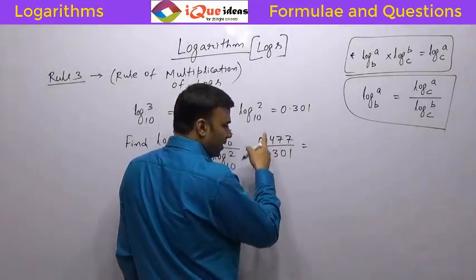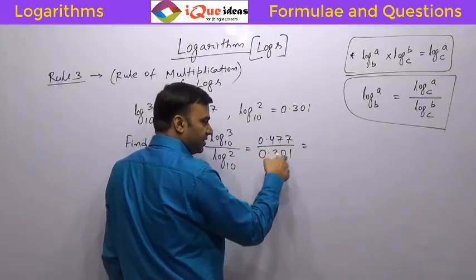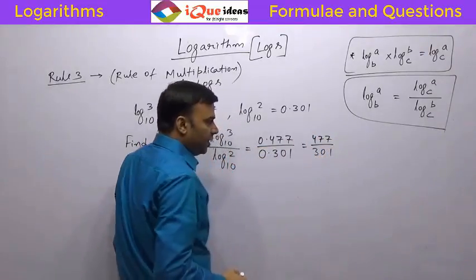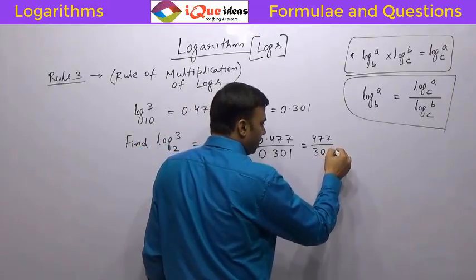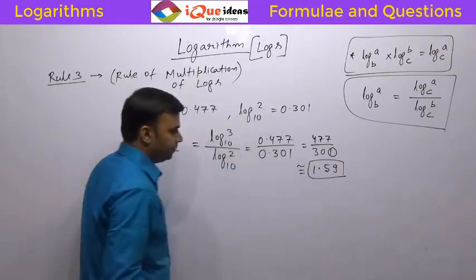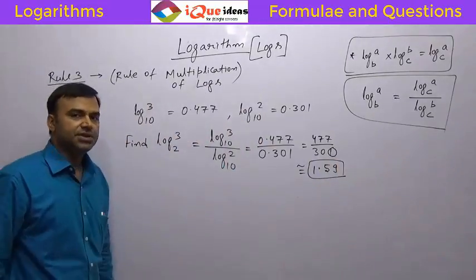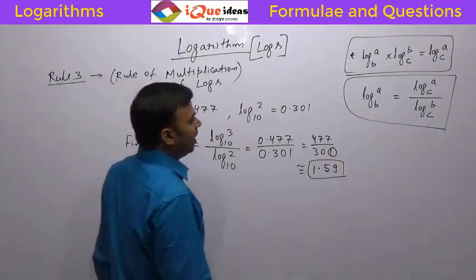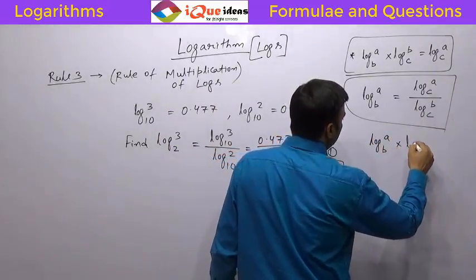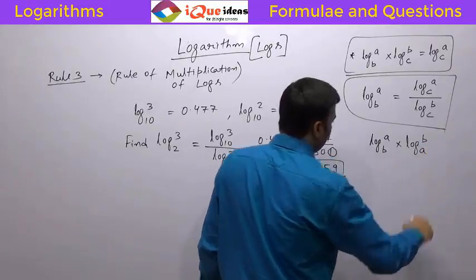Now the decimal goes away because after the decimal we have 3 digits here, 3 digits here. So we can take it as 477 upon 301. We can do approximation. So the approximate answer is 1.59. This is your final answer of this question. Let's go back here. What if I have log a to the base b into log b to the base a? What will happen here?